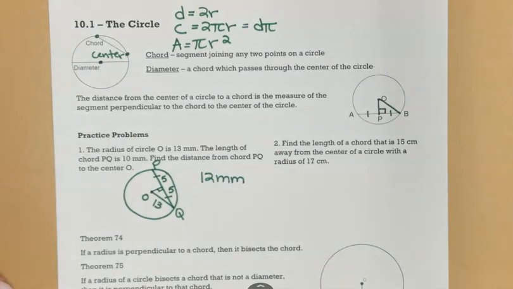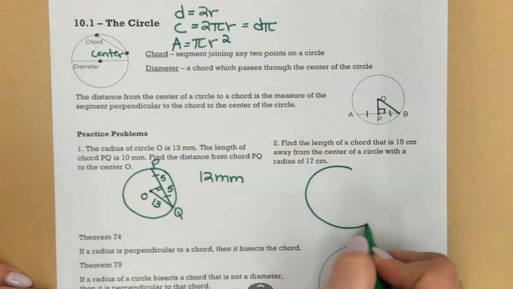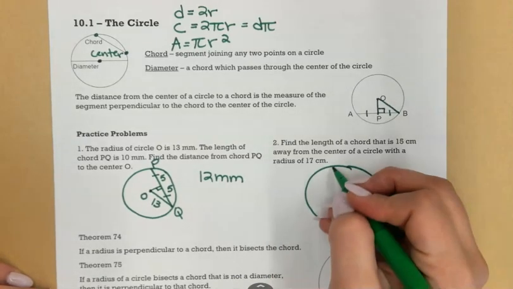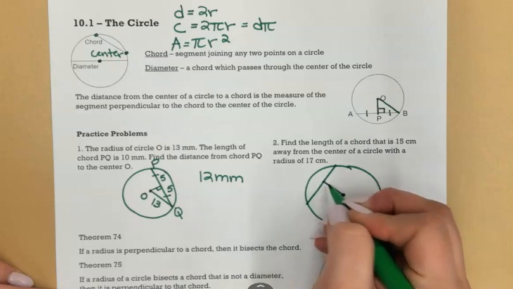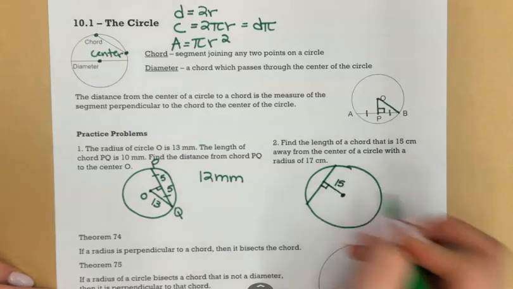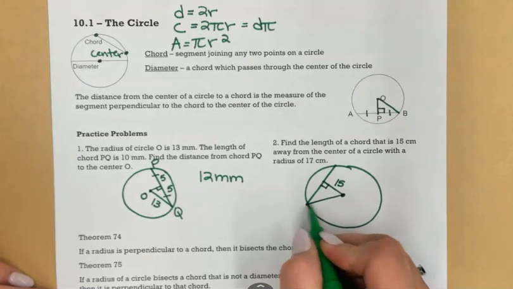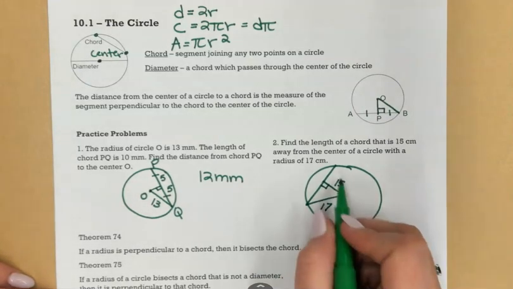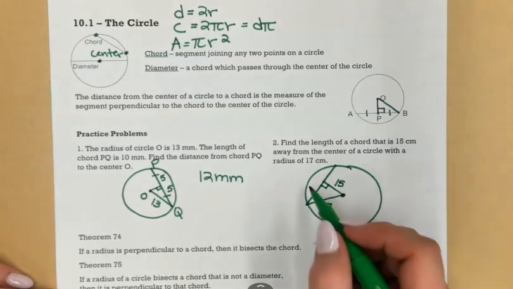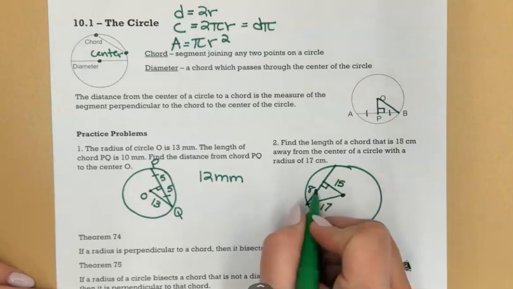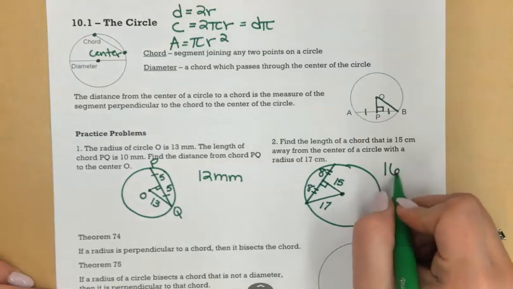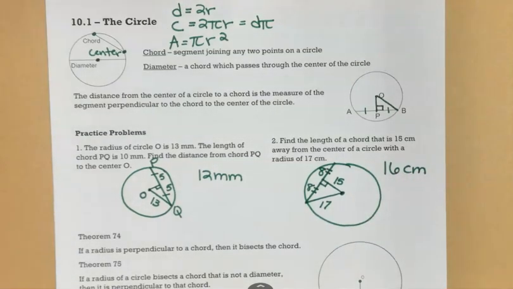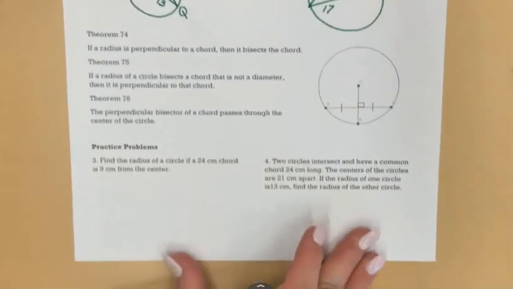On number 2, find the length of a chord that is 15 centimeters away from the center of a circle with radius of 17. So I'm going to draw another circle with a chord in it. And I'm looking for the chord's length. I know it's 15 centimeters away from the center. So again, that's this perpendicular distance. So this is 15. And I know that the circle has a radius of 17. I'm going to draw that in to form a right triangle. And again, you can use the Pythagorean theorem, or this is an 8, 15, 17 triangle. But this 8 is only half of the chord, so the whole thing is going to be double that, or 16 centimeters.